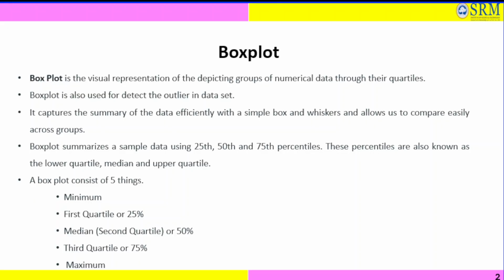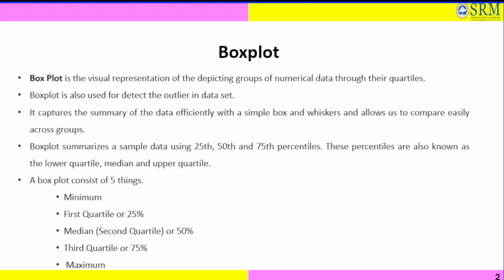And box plots provide an efficient data summary. That is, they provide a concise and efficient summary of the data using a simple box and whiskers, which allows for easy comparison of different groups of data sets. And finally, we have these five components: minimum, maximum, first quartile, second quartile or the median, and the third quartile.